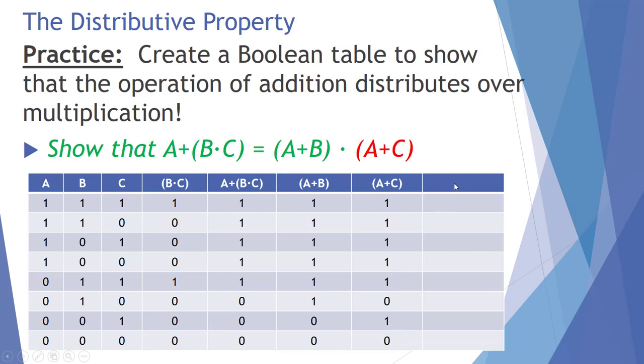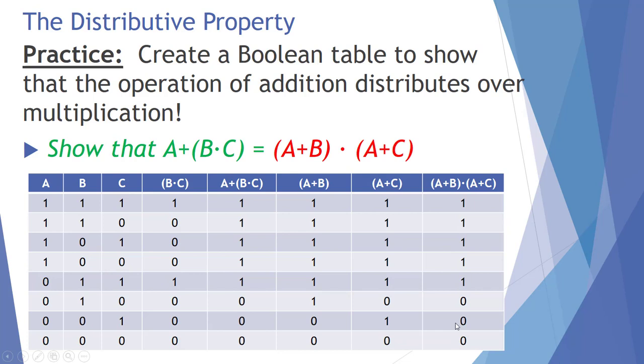And finally, we can build our final column, which will represent the entire right side of the equation. Since we're checking the a or b condition and the a plus c condition, and we need both of them, since this is a conjunction or multiplication, our first 5 rows all result in 1s because we have both conditions met, but our bottom 3 rows result in 0s because we do not have both conditions met.